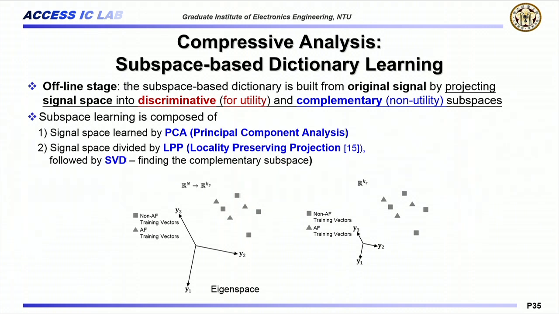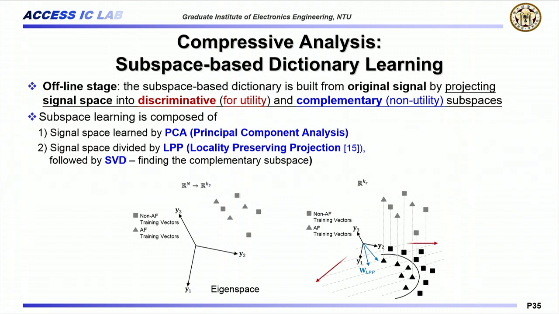So first, we still use the PCA. PCA is a very good tool for signal dimension reduction. So we still map our signal to the eigenspace on the left-hand side, and it consists of the AF and the non-AF signals. The next tool is LPP. LPP is locality preserving projection. That can map the signal onto a decision space. That means in that space, we can do very good discrimination or classification.